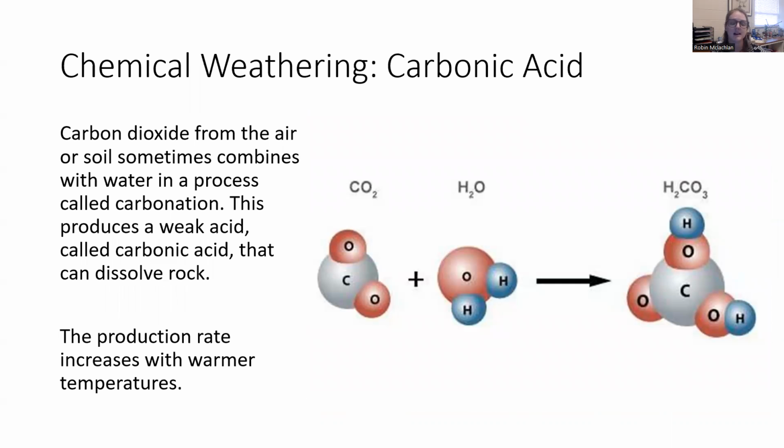Now, every single one of these chemical reactions is sped up by the presence of carbonic acid. Carbonic acid forms when carbon dioxide mixes with water. There's carbon dioxide in our atmosphere, and there's water all over our planet, so this happens all the time. When carbon dioxide mixes with water, carbonic acid is created and the water becomes acidic. And when the water is acidic, this increases the rate of chemical weathering. The production of carbonic acid is further increased in warmer temperatures. So this is why chemical weathering happens faster in tropical environments than it would in polar environments.